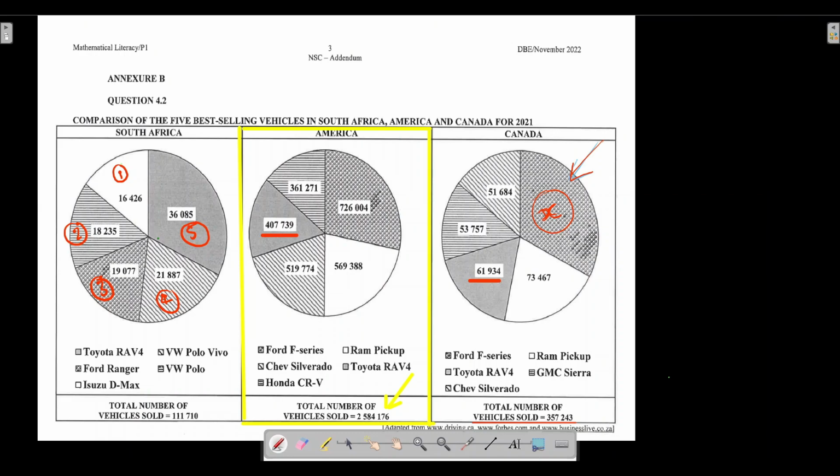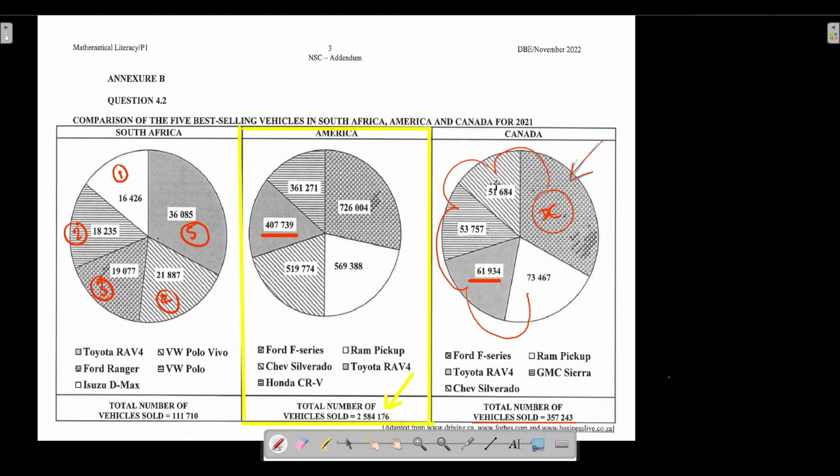If you add up all these values, you take that x plus 51,684 plus 53,757 plus 61,934 plus 73,467. If you add up all those values, they should give you that total. Then from there, we are just going to solve for our unknown value x. Okay, so let's do that. We're going to set up the equation in that way.